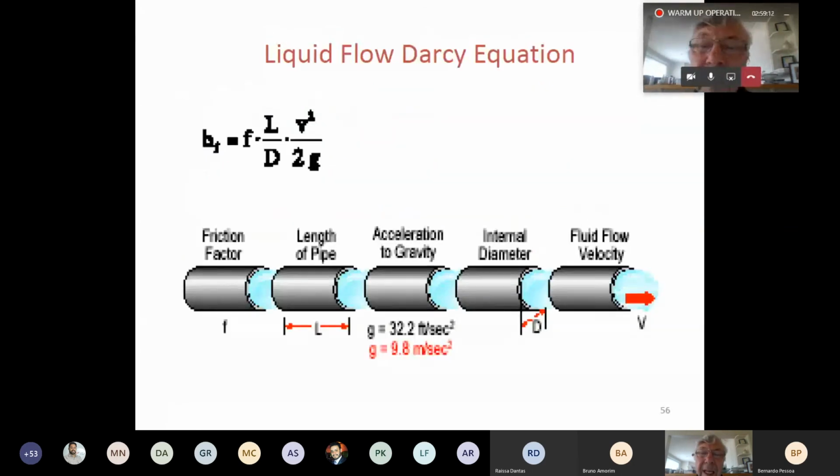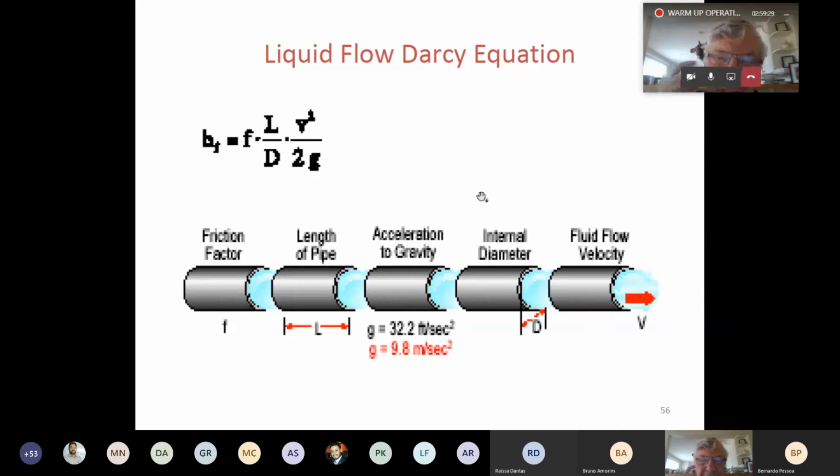So let's look at a little diagrammatic on 56 of the Darcy equation, the Darcy-Weisbach equation. So the frictional head loss is f, the friction coefficient, times L, the length of the pipe, times the velocity squared of the fluid flow, divided by the diameter times 2g. So you'll see just that.